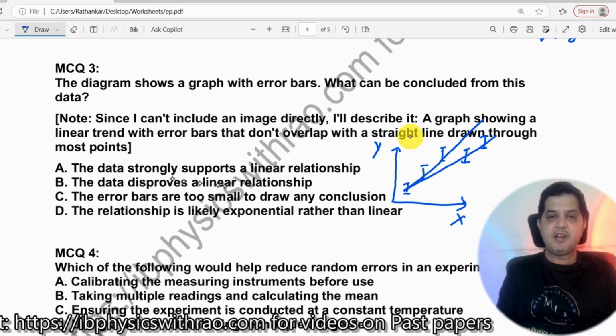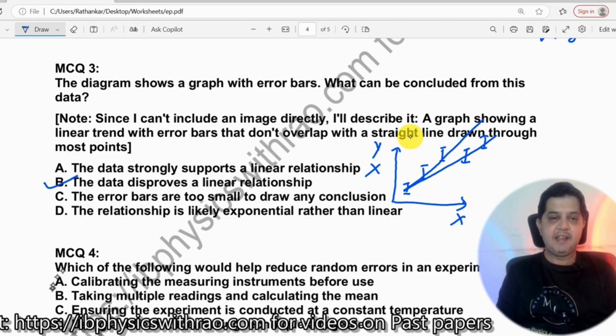The data strongly supports a linear relationship. It does not support a linear relationship, because some points are missing from the graph. Either if I choose this graph or this graph, one or two points are missing. So definitely it is not supporting this. So A is incorrect. Data disproves a linear relationship. It does not prove a linear relationship. It disproves a linear relationship.